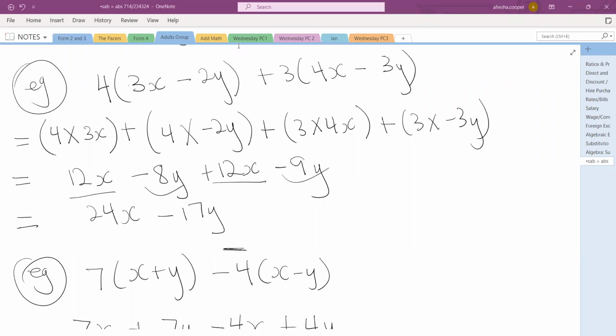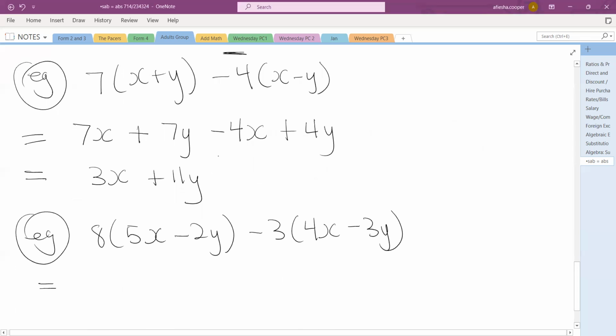Our second question, we have 2 distributions again. So we have 4 by 3X plus 4 by negative 2Y plus 3 by 4X plus 3 by negative 3Y. When we multiply those, we'll get 12X minus 8Y plus 12X minus 9Y. We group up our X's, 12X plus 12X, 24X, and negative 8 minus 9 will give us negative 17Y.